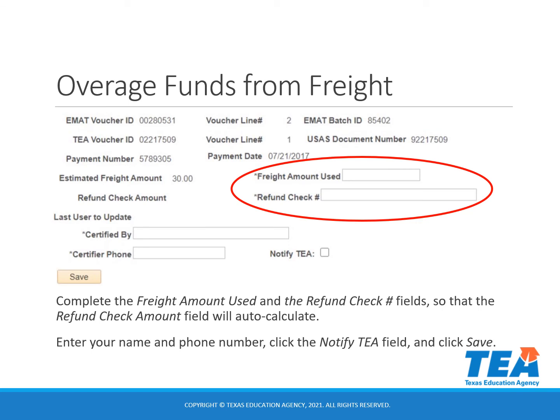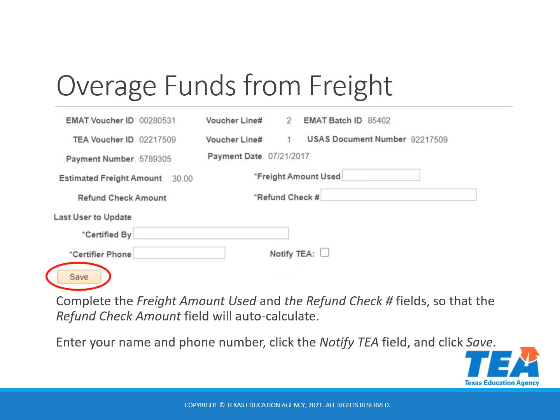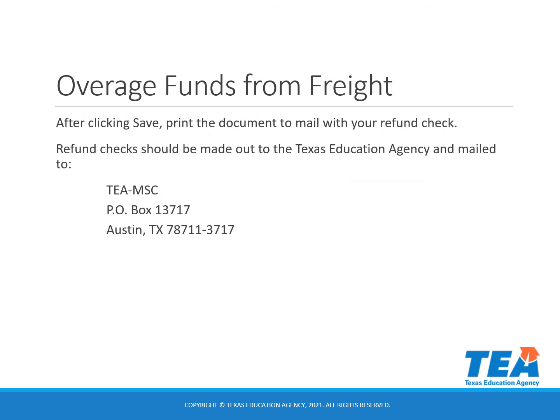Certain information will then populate based on the transaction ID and transaction line number that you select. You will then need to complete the freight amount used and refund check number fields. Once those two fields are completed, the refund check amount will auto-calculate. After completing that information, you'll enter your contact information and click the Notify TEA field. Double check that the refund check number and all the required fields are correct. Then click Save. After clicking Save, go ahead and print the document to mail it in with your refund check.